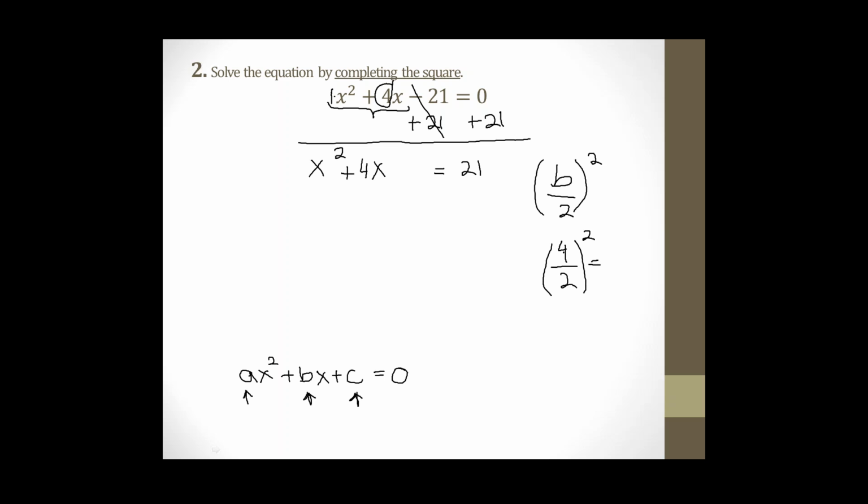When I solve this, 4 divided by 2 is 2, and 2 squared, so 2 times 2, I'm going to get 4. So now my 4, I'm adding to both sides of the equation. I have to add it to both, so my equation is still the same.